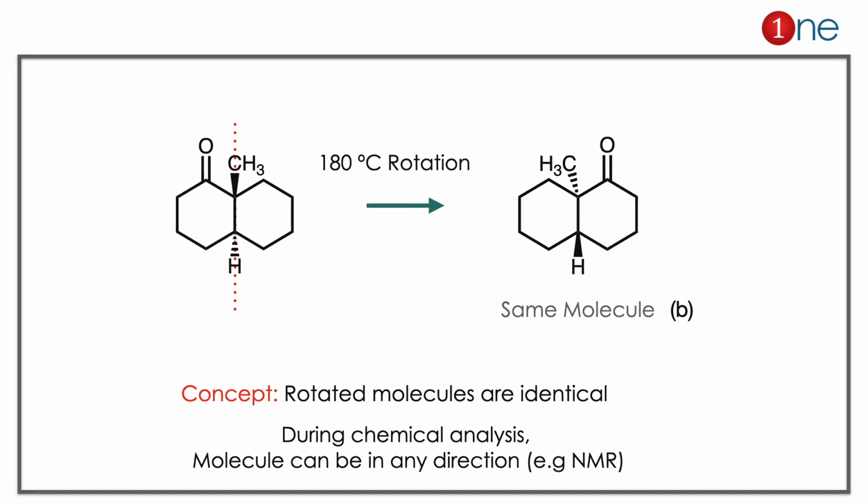What concept do you have to know? Rotated molecules are identical. Why? Because during chemical analysis, the molecule can be in any direction. For example, in NMR, you have the molecule in any direction. So you have to imagine the molecule either rotated or above or below, anyway, all the directions.